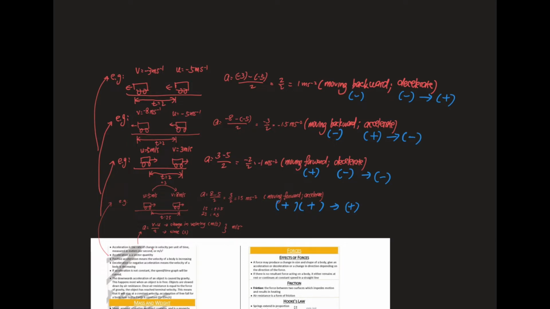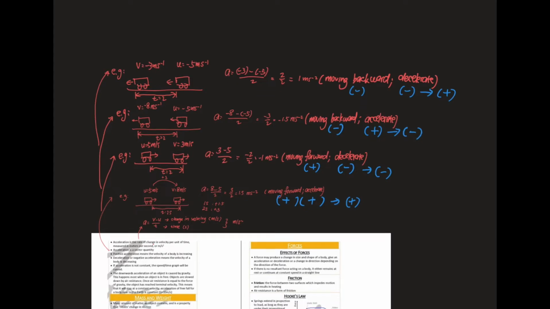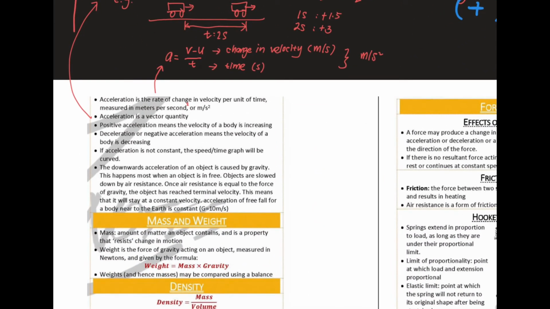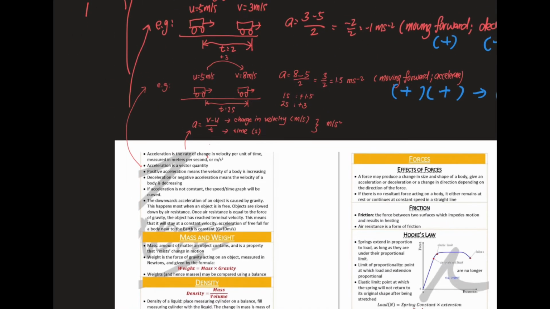Okay, so we already understand acceleration. Positive acceleration means the velocity of a body is increasing. So remember, this is for this scenario: moving forward and accelerate, and then your acceleration is positive. So positive acceleration means the velocity of a body is increasing. It refers to our first situation.